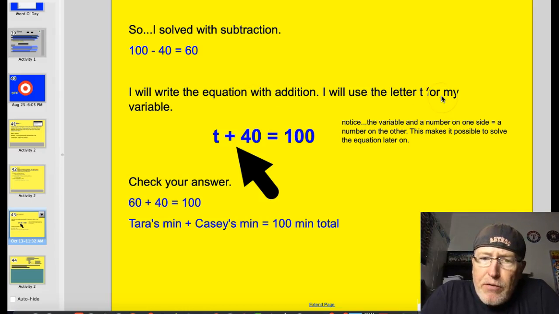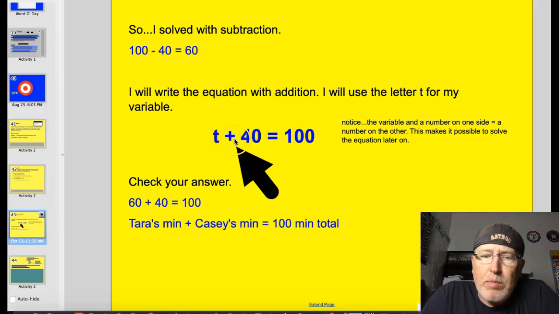So I'll use t for my variable. So here's the amount Tara raked plus the amount Casey raked, and here's the total. Notice that the variable and the number on one side of an equal sign balance out the solution on the other. You always want the variable over here with the operation. You don't want the variable to stand alone.